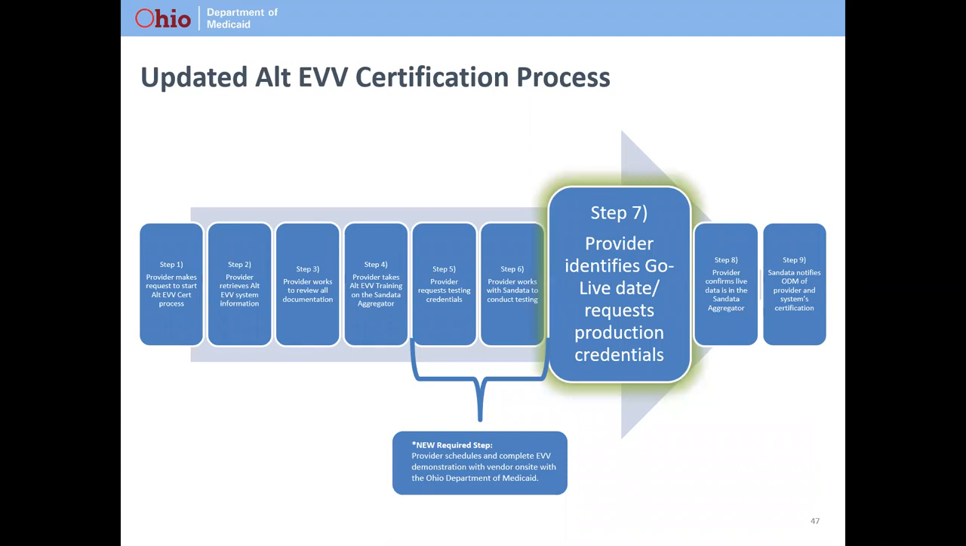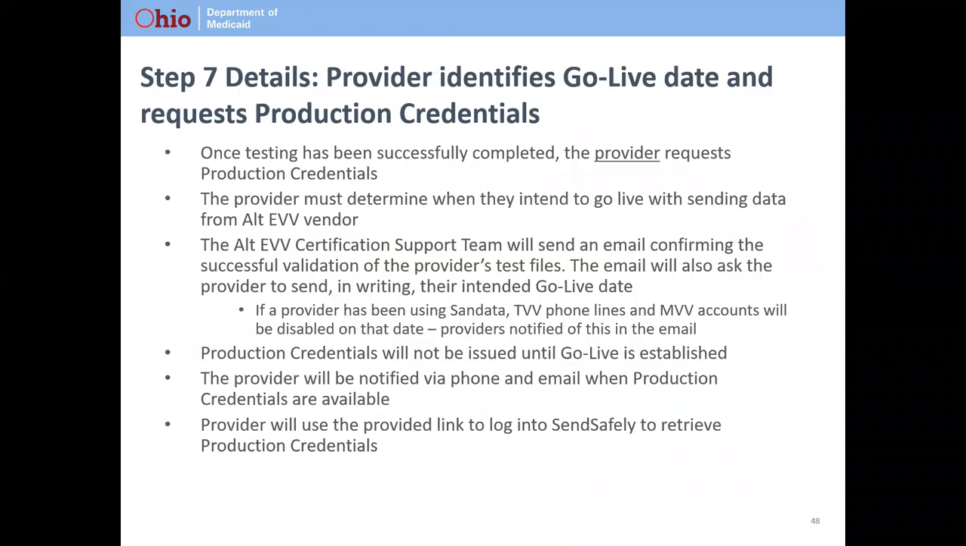All right, that brings us to step 7. Once a provider and vendor have completed a successful demonstration with ODM and they have submitted a testing checklist to SanData that has passed validation, they would be eligible to request their go-live production credentials. So they would identify their go-live date and send that date through SanData with their production request. And again, it is the provider who must request these production credentials, and they must determine when they intend to go live with sending data to the SanData aggregator from the alternate EVV vendor.